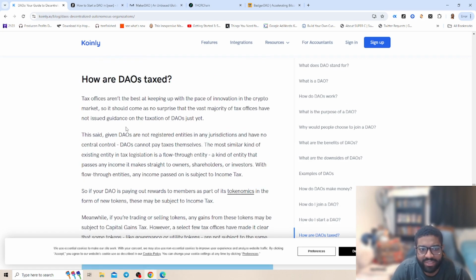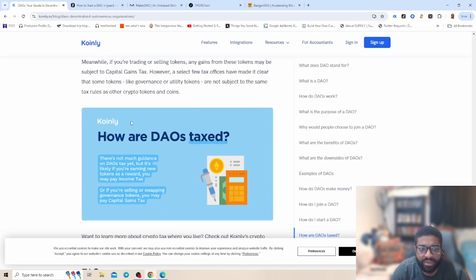How are DAOs taxed? Tax officers aren't the best at keeping up with the pace of innovation of the crypto market, so it should come as no surprise that the vast majority of tax officers have not issued guidance on the taxation of DAOs just yet. This said, given DAOs are not registered entities in jurisdictions and have no central control, DAOs cannot pay taxes themselves. So if your DAO is paying out rewards to members, part of its tokenomics is a new form of tokens that may be subject to income tax.